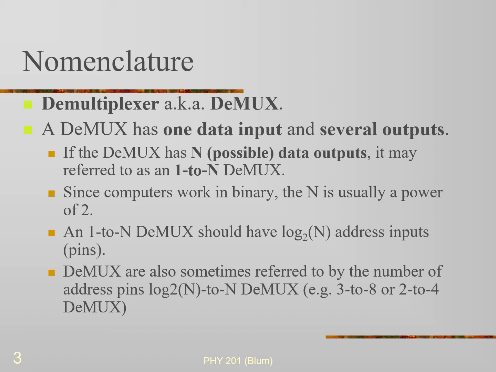Now, because we're working in binary and our addressing is binary, the number of outputs, n, is usually a power of 2. So we can either talk about a 1 to n demultiplexer, where there's one input going to n outputs, but another common nomenclature for demultiplexers is to tell you the number of address inputs. So you might talk about a 3 to 8 demultiplexer, where there are 3 addresses, and with those 3 addresses you can pick one of the 8 destinations.